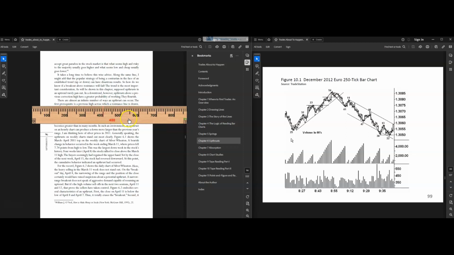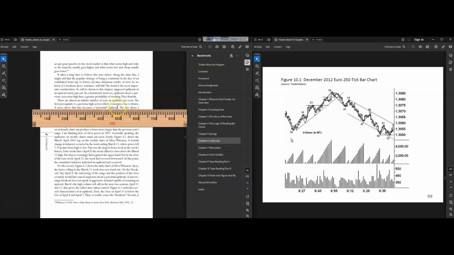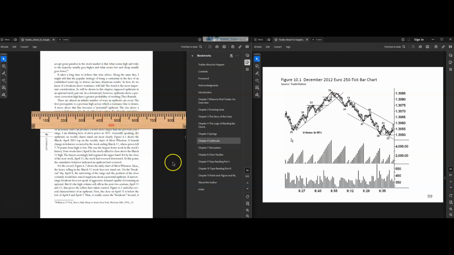There are almost an infinite number of ways upthrusts can occur. The first prerequisite is that a previous high across a resistance line is drawn. So just draw the line. All right. Just find a high and draw the line. And a move above that line becomes a potential upthrust. Okay, a potential upthrust, meaning it's in upthrust position.